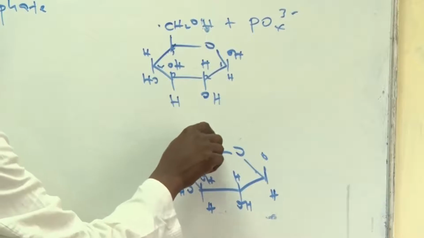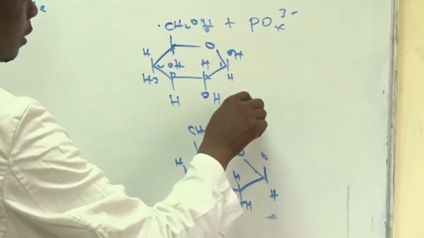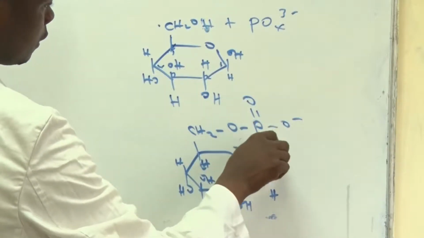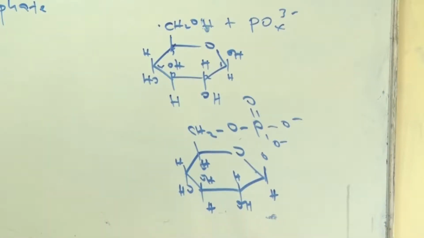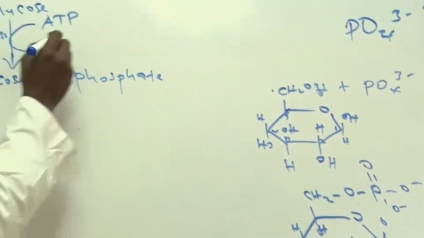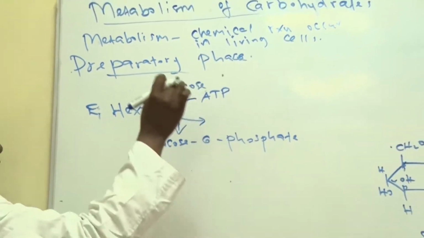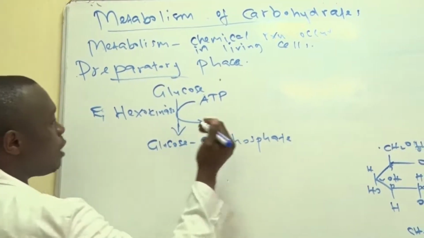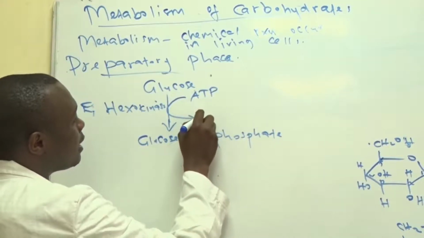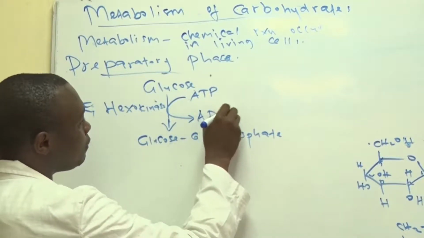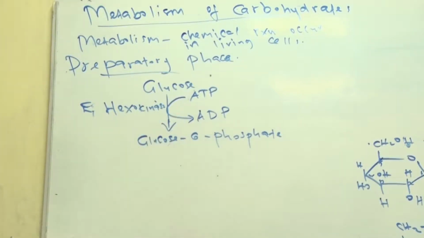Now here is where we form our glucose 6-phosphate. So you can see how we attach our phosphate group. This one is called glucose 6-phosphate. When we remove a phosphate from the ATP, that is adenosine triphosphate, we are going to have only 2 phosphates, which we call ADP. That is adenosine diphosphate, because there are now only 2 phosphate groups remaining.